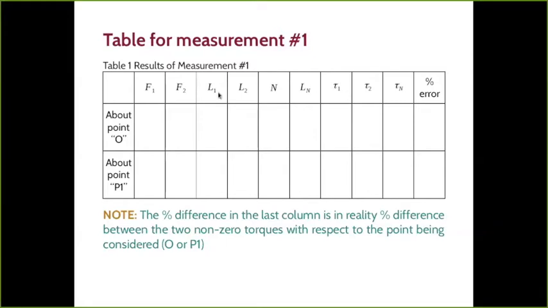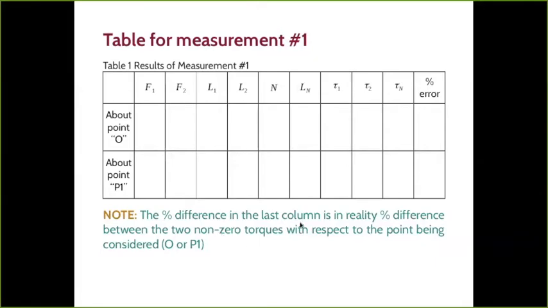So once you have all these values over here, tau1 is simply obtained by multiplying F1 with L1, because this is the force and this is the lever arm. You similarly obtain tau2 and tau n by multiplying the corresponding forces with the corresponding lever arms. Now finally you have the percent error, but be careful. Percent error cannot really be calculated in this case. So what we calculate is effectively the percent difference.